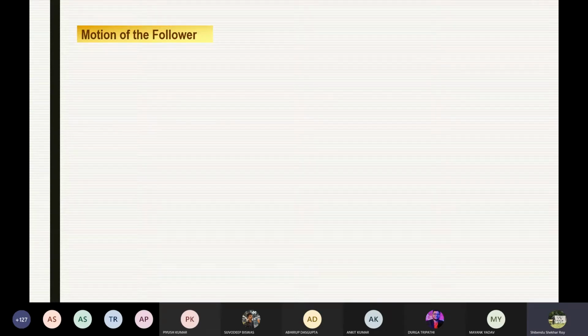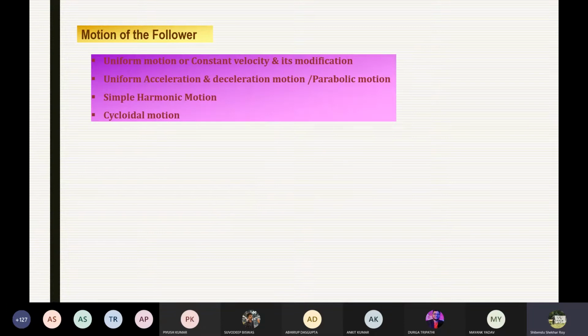So in continuation with my previous class, there are four different types of follower motion for a radial cam. We'll consider the radial cam follower mechanism here. You already know the uniform motion, that means the motion with a constant velocity, its practical difficulties, and in which way you have to modify it so that you can implement it in practice.